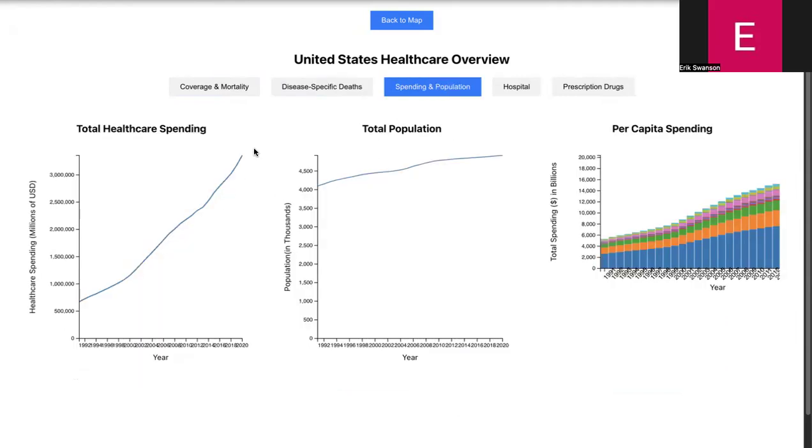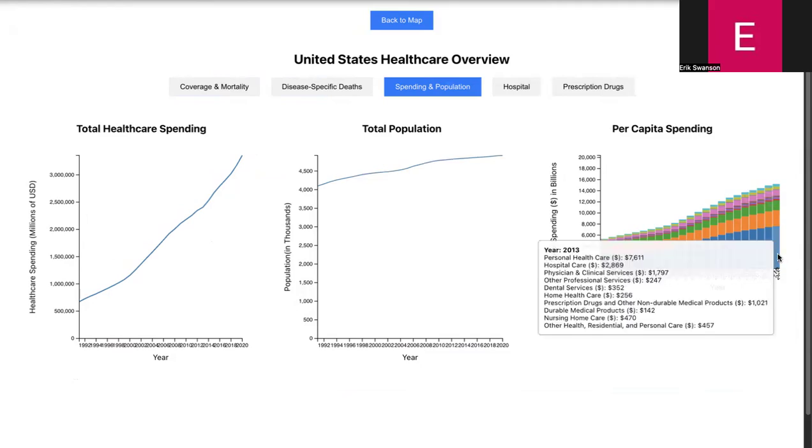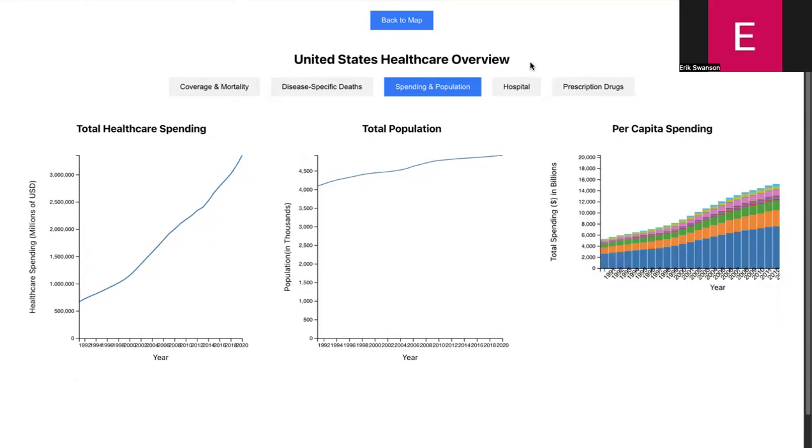You can see with the healthcare trend that we're spending over $3 trillion per year. And if you notice, the personal healthcare has increased per year, year after year. Yet the actual spending hasn't actually increased that much over the last few years.